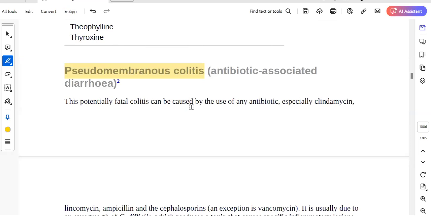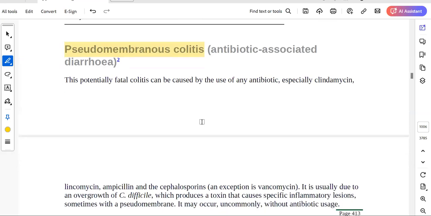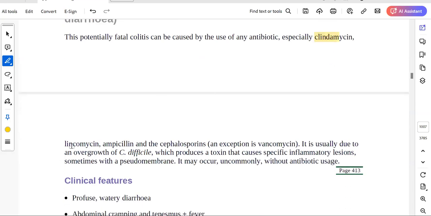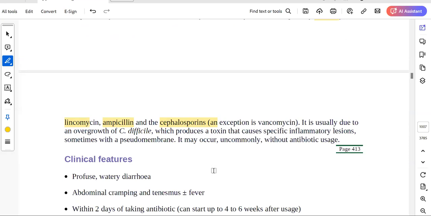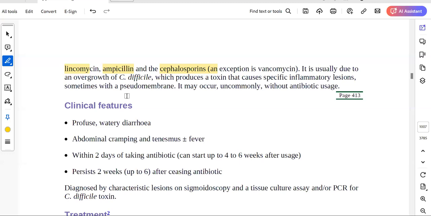Okay, starting with pseudomembranous colitis or antibiotic associated diarrhea. This can be potentially fatal, and it is a colitis caused by some antibiotics, commonly clindamycin, lincomycin, ampicillin, and some of the cephalosporins. After taking these antibiotics, a patient can develop an overgrowth of a bacteria called Clostridium difficile. This can produce a toxin which causes an inflammatory lesion and sometimes even a pseudomembrane.